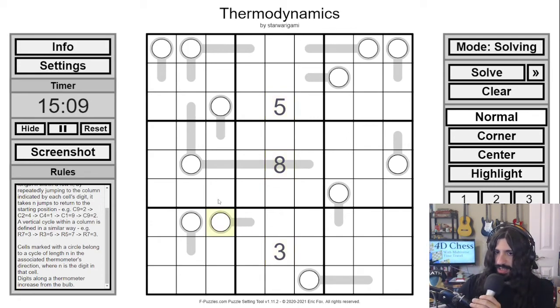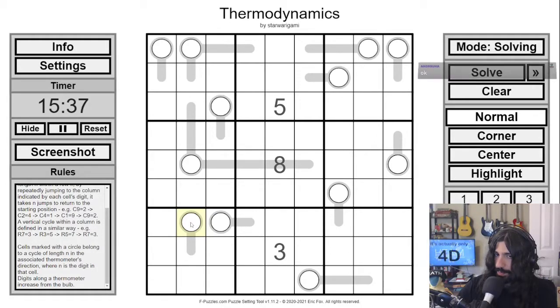So a number in a bulb is in a cycle of length the number in the bulb, in the direction that the thermometer is pointing. So if this has an X, then this X is part of a cycle of length X in a horizontal cycle. This one is in a cycle of length the number in the cell, in a vertical cycle, because the thermometer is pointing vertically. That's it. That's all that there is.